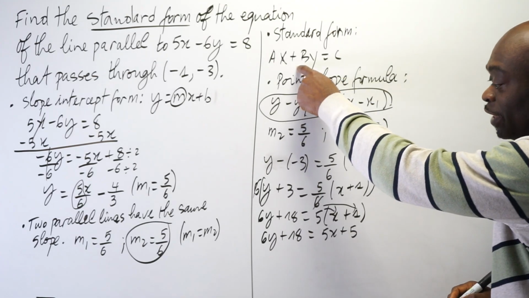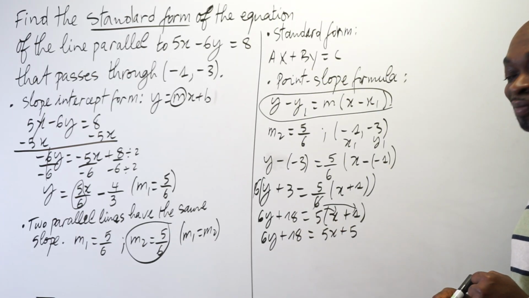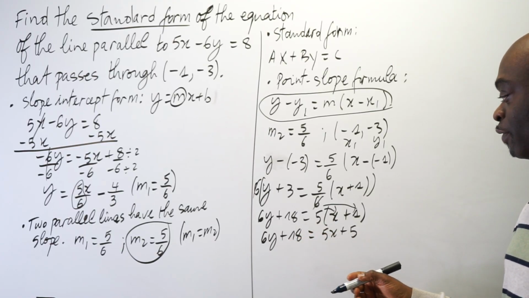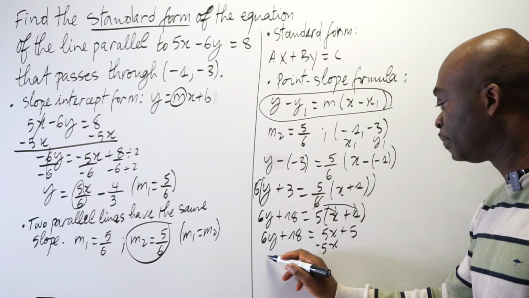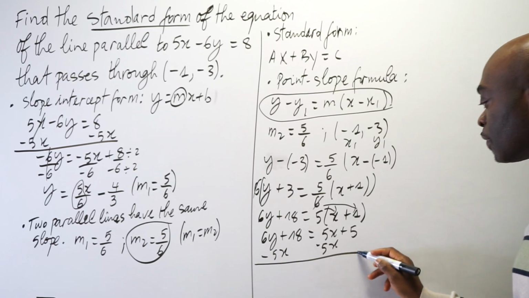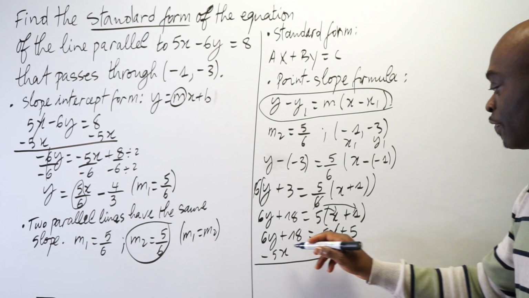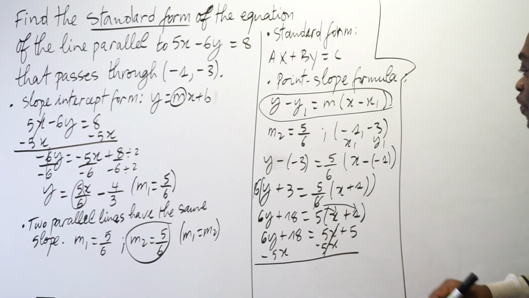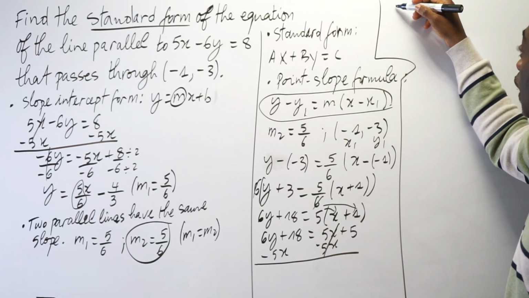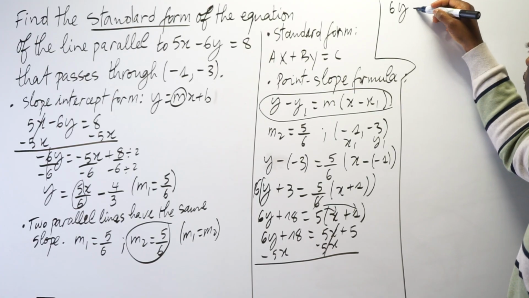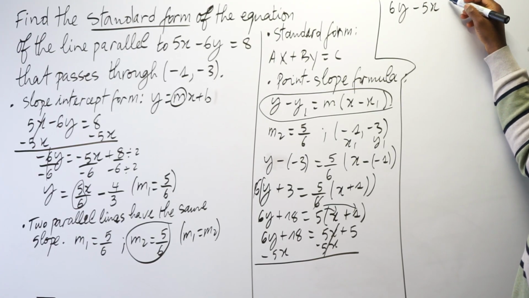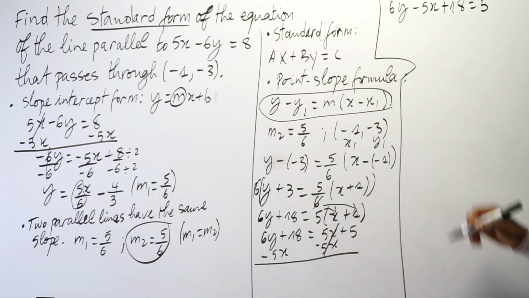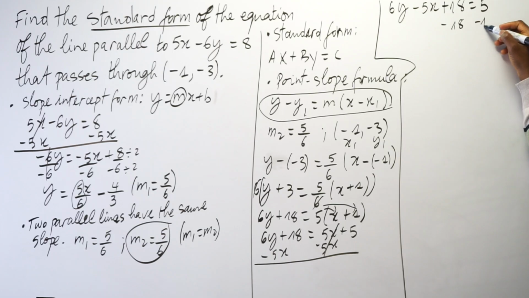And don't forget again, you need x and y on the same side. Okay? So if you want x on this side, that means you're going to have to do -5x on both sides. So this is out. Okay? So if that one is out, that means you have y. So I'm going to come back here. We need a lot of space here for this problem. So that means we have 6y minus 5x plus 18 equals 5. And don't forget, the constant has to be on the right side. So you've got to do -18 on both sides.